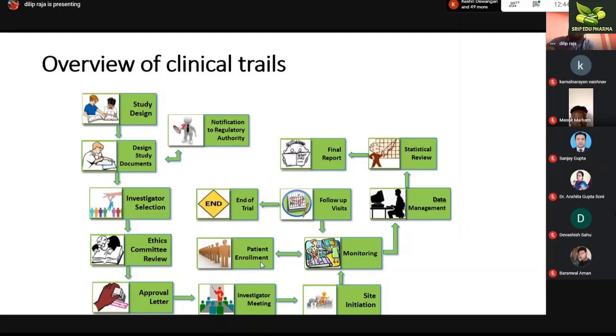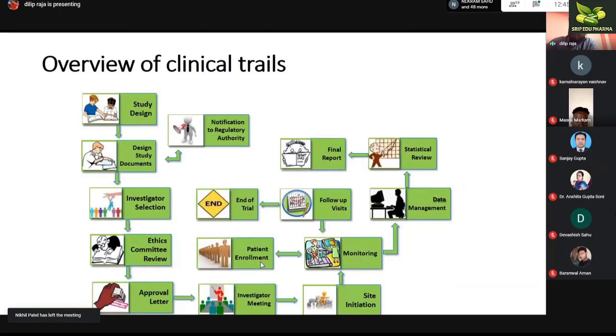GCP means good clinical practice. So they have to follow GCP. In India, we have Indian GCP. I could not capture it in the PPT fully. Every investigator, every sponsor, and every ethics committee has to follow the GCP rules here.